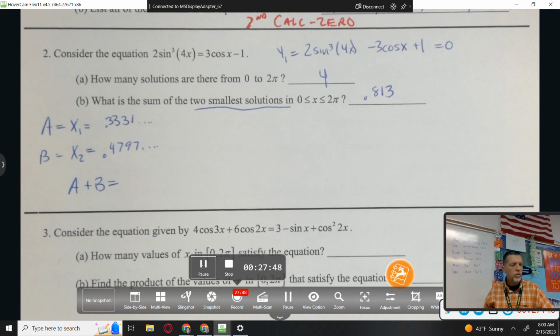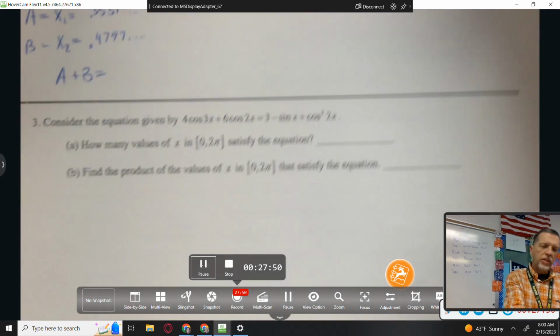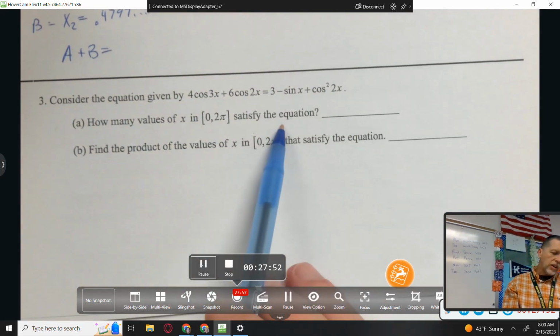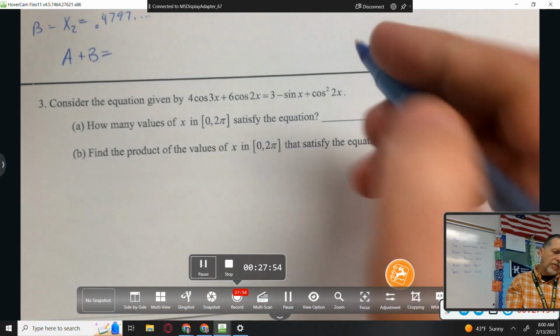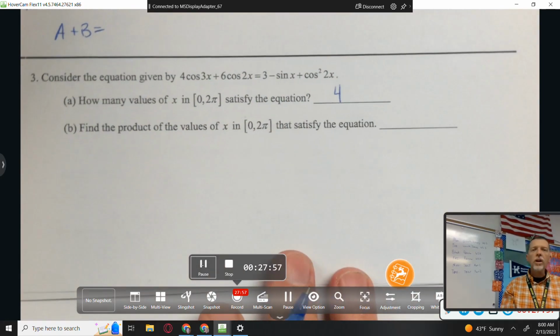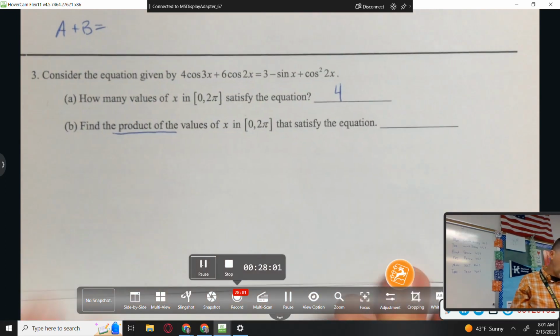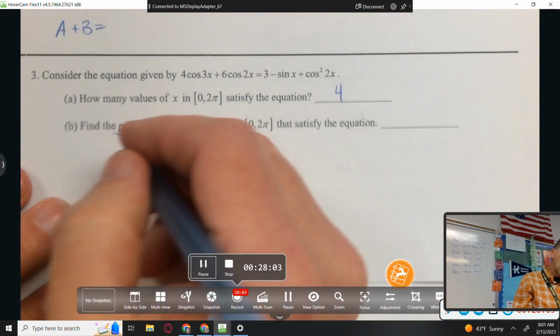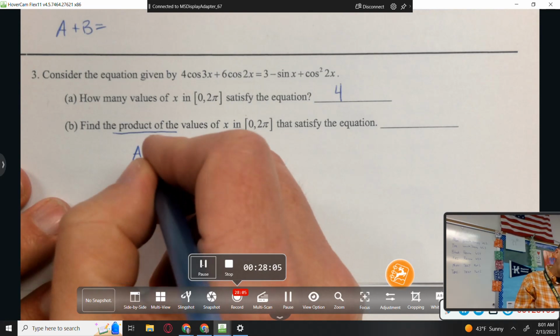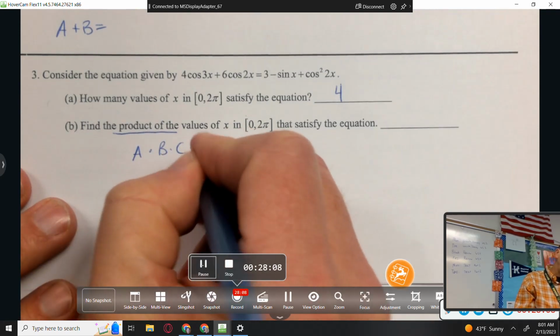We're not going to do the third one. I just want to talk about it briefly. How many values satisfy the equation? I don't know. You'd have to graph it and see. It turns out there's 4. Find the product of the values that satisfy the equation. So you'd have to find A and B and C and D and multiply them all together.